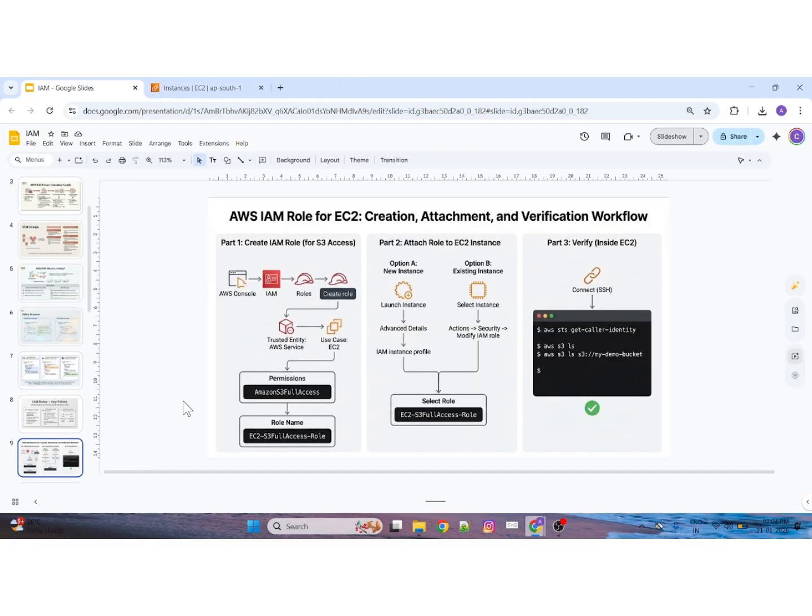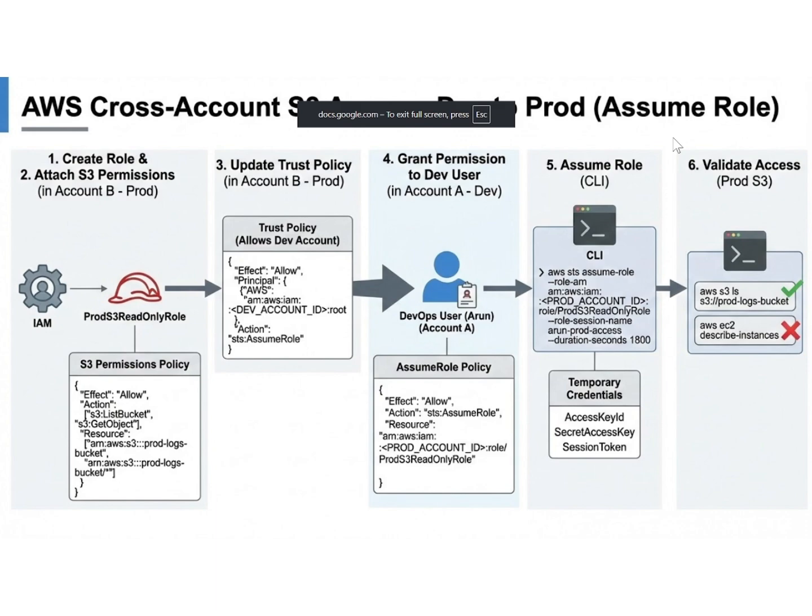So let's come back, moving on to the next slide. Similarly, as I mentioned, you can also set up a cross account role in order to access the S3 bucket. Similarly, create a role, attach an S3 permission. Like we have two accounts. This is happening between two accounts. Account B is our prod account, account A is our dev account.